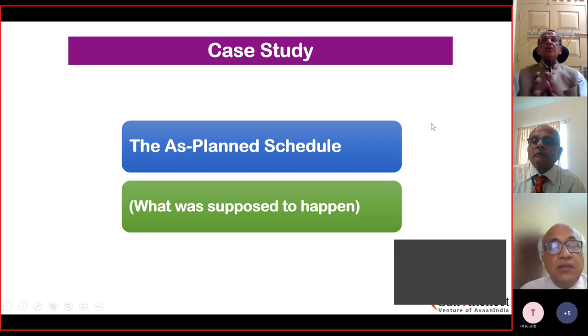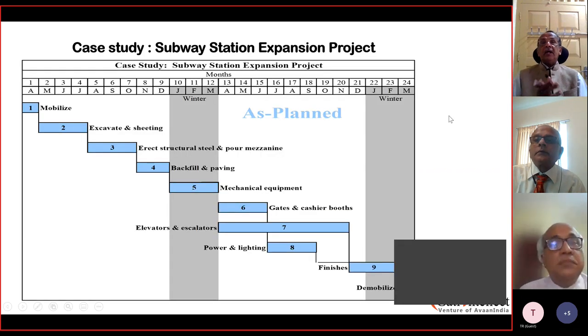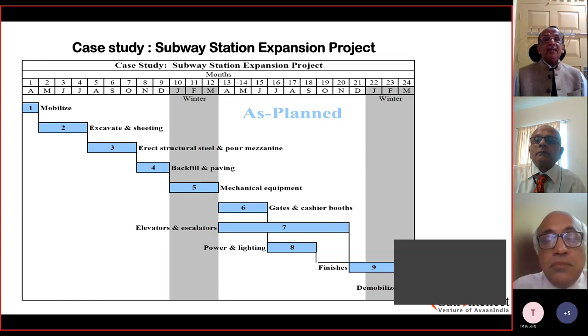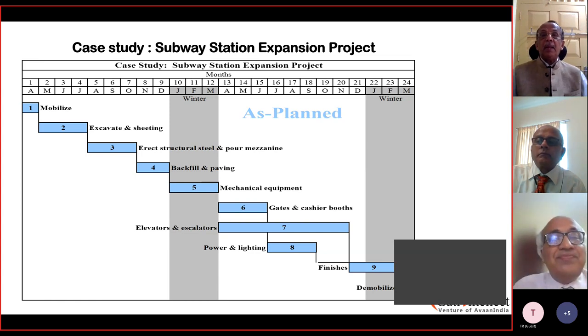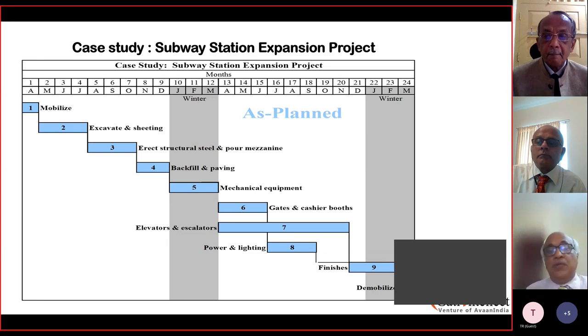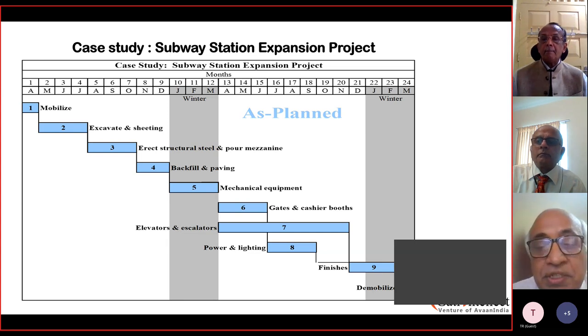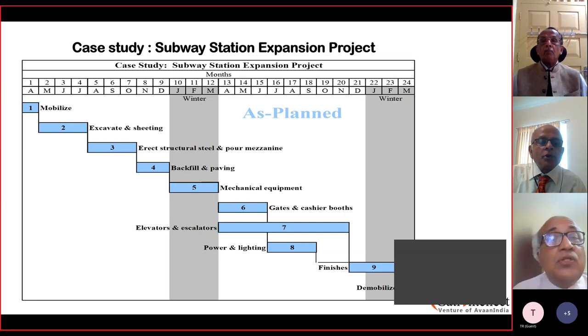Right. So the case study we are going to see in two parts. One is the as-planned schedule, and number two is what was supposed to happen. So you have two perspectives. Now I invite our panelist, Ram, who is an expert in this field, to take over the as-planned part. Ram, you're on mute.